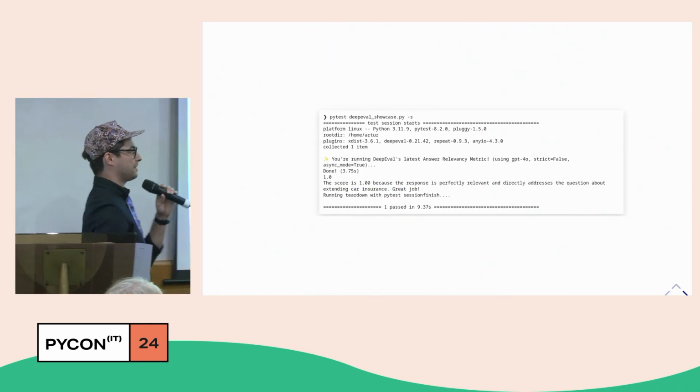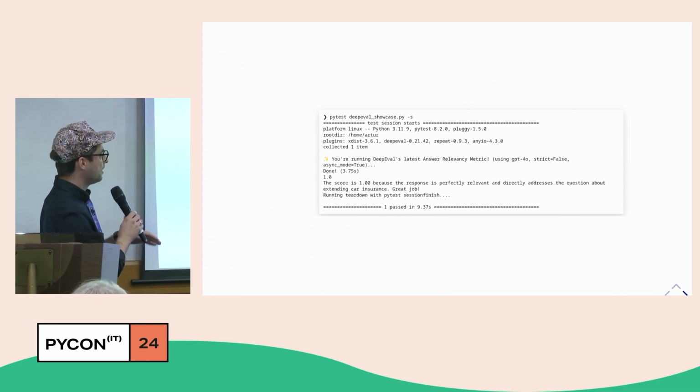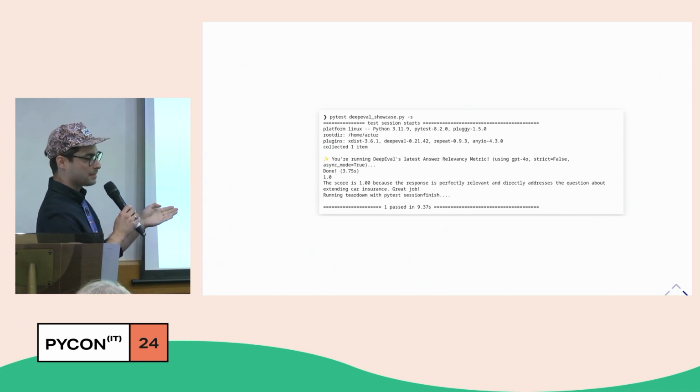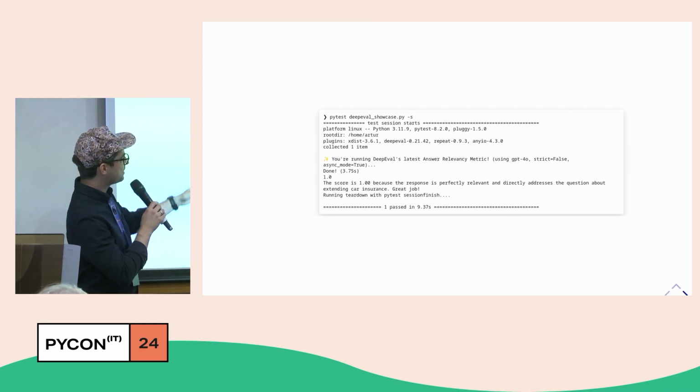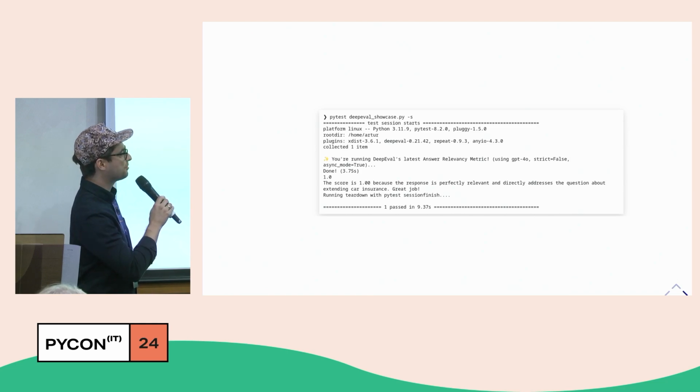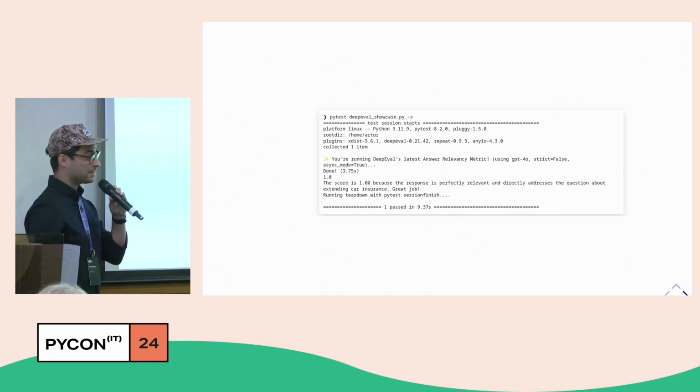This is a lot of text, so just let me summarize it. It's passed. It took 9 seconds, which is quite OK. And then we are even given an explanation. So in this case, it says the score is 1 because the response is perfectly relevant and directly addresses the question about extending car insurance. It even told us, great job.